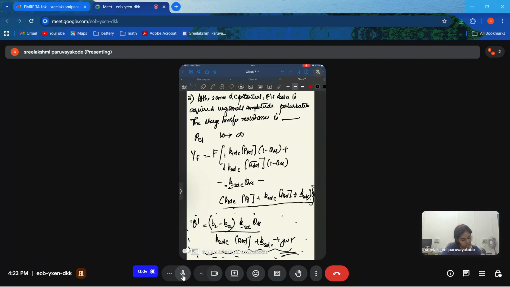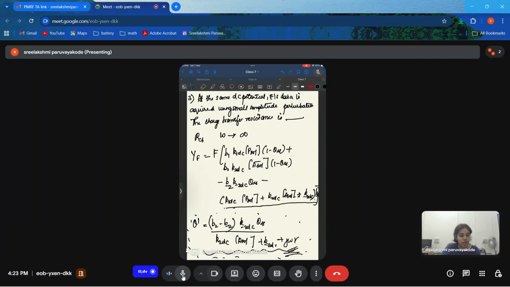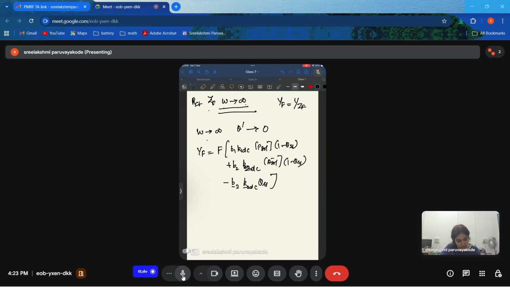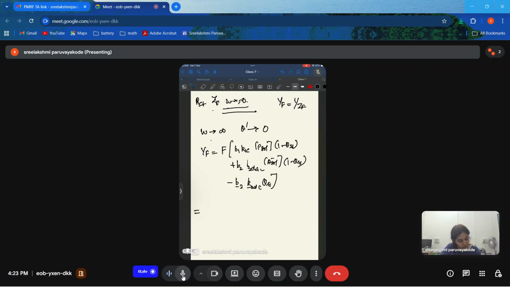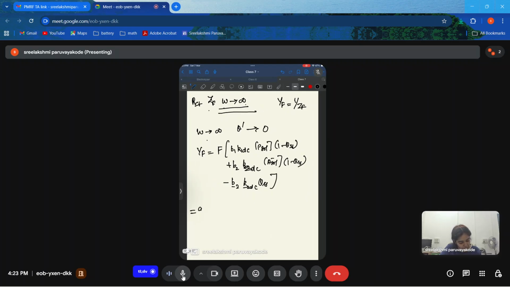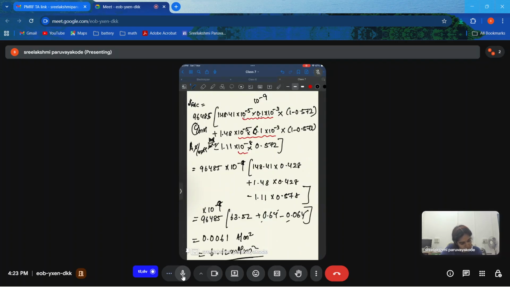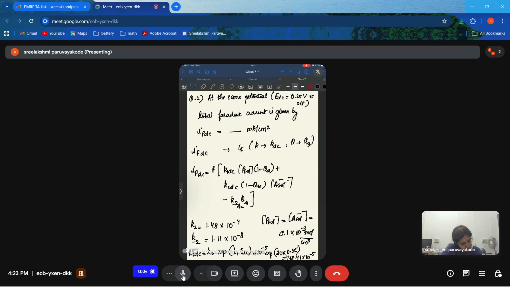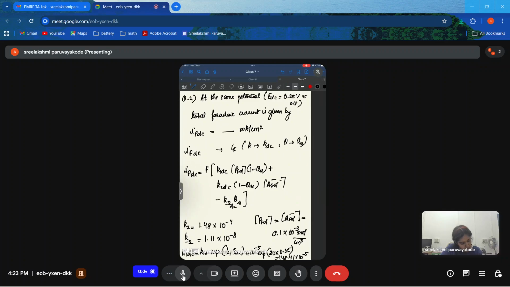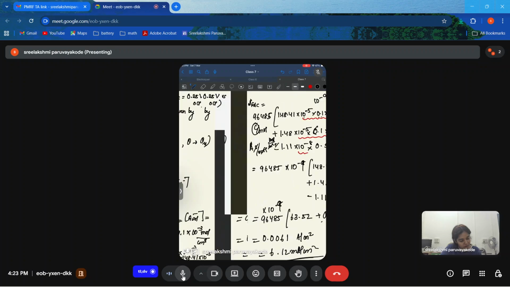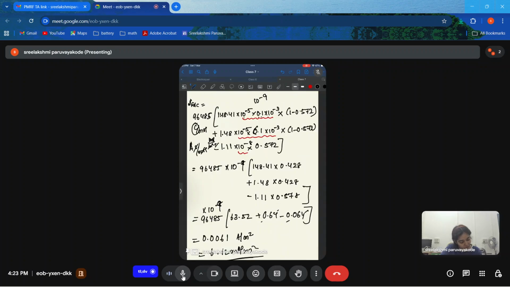And when omega tends to infinity, the theta dash versus 1 by j omega tends to 0, because this is infinity, the entire term tends to 0. 1 by infinity is 0. And multiplied by that 0, this entire term goes off. And this is a simplified version of YF. Now let's do this. F is 96,485. B1 is not there, but K1 DC P solution 1 minus theta SS, I already found out.